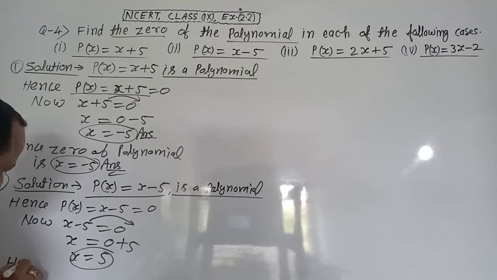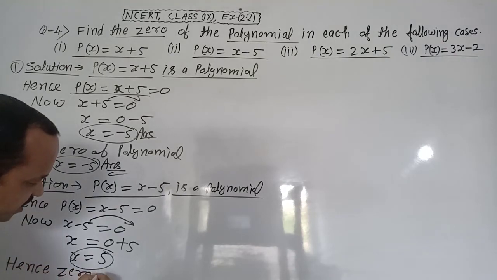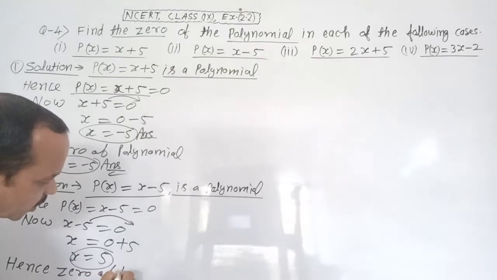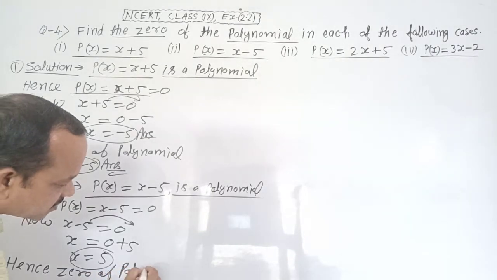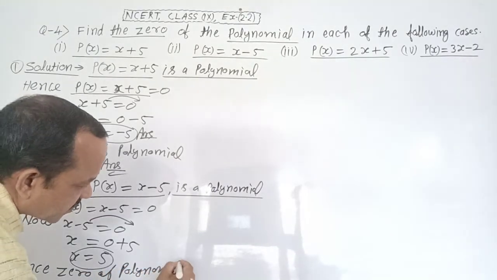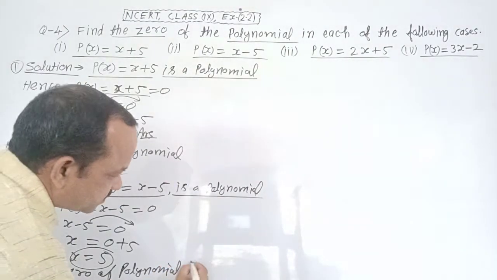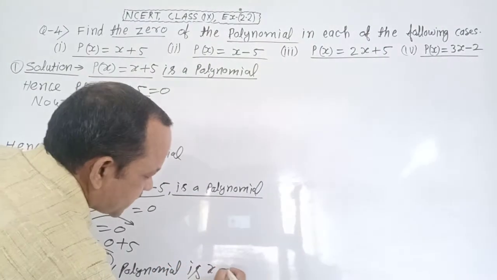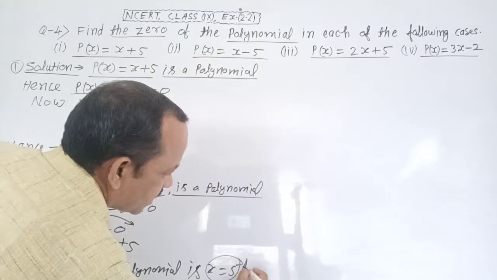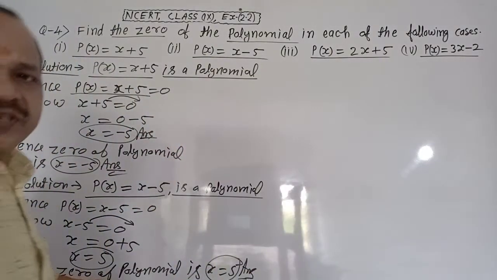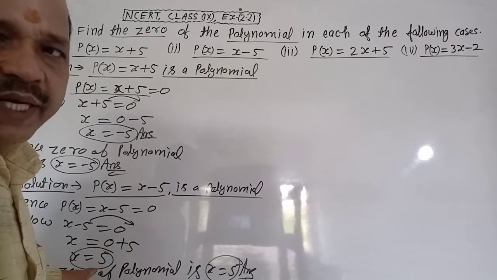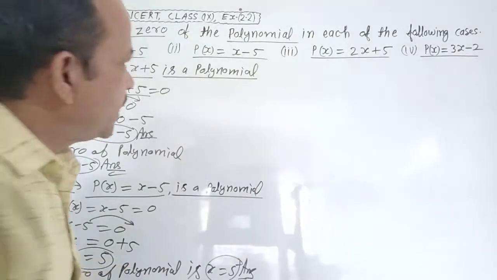Hence, the zero of the polynomial is x equal to 5. Answer. Your answer is clear? No confusion about it? Very good. Next.